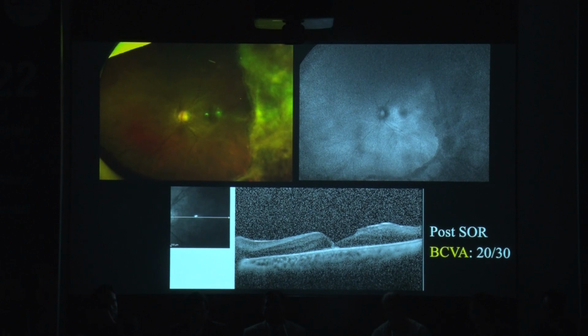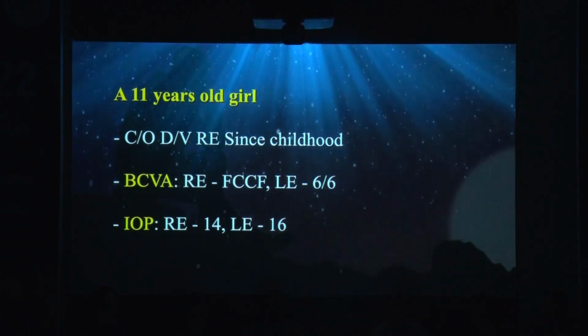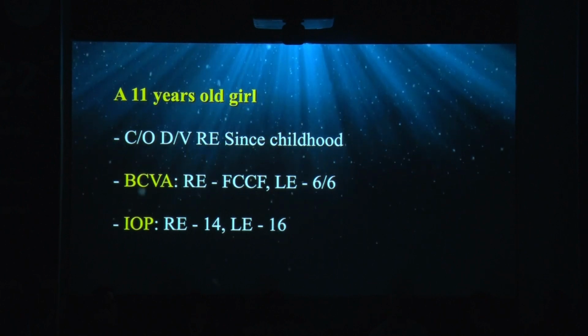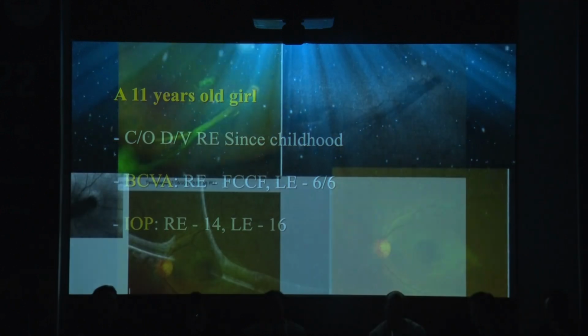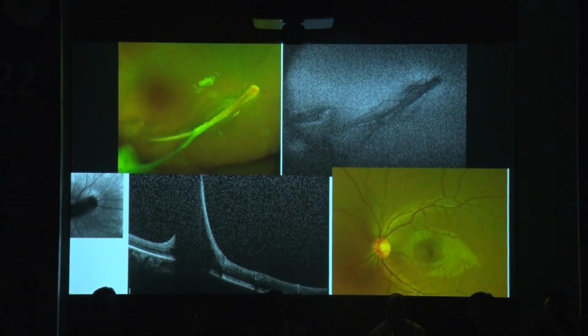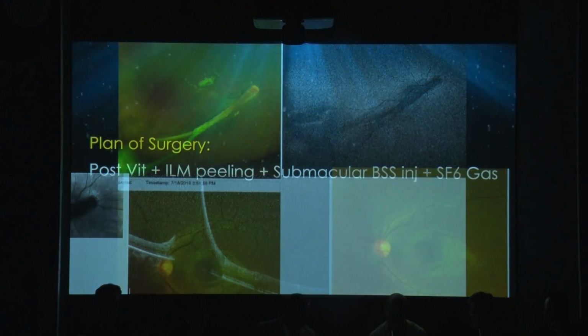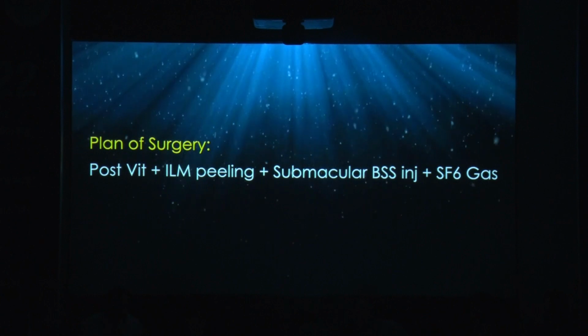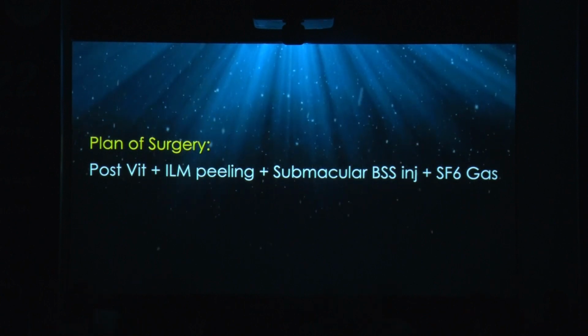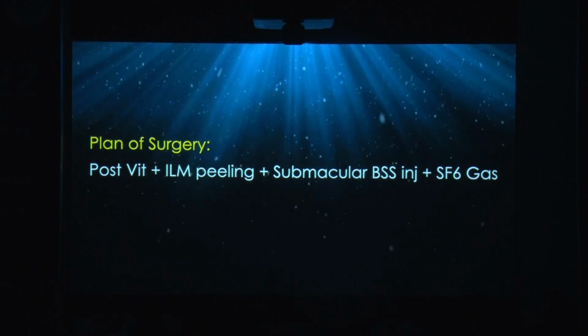So much about the promising result, but my previous experience in a similar case was quite disappointing. I operated on an 11-year-old girl who presented with counting fingers close to face vision in the right eye and an elevated temporal falciform fold. Her left eye was absolutely normal with BCVA 20/20. The same surgical steps were performed: vitrectomy with ILM peeling and submacular BSS injection and SF6 gas tamponade.